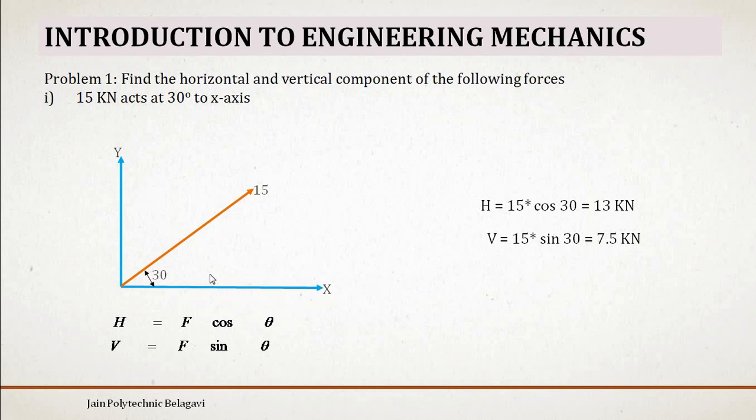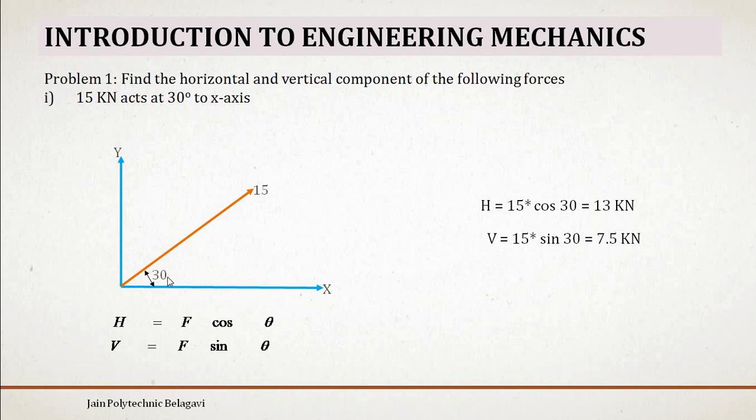You may see F is nothing but 15 kilonewton, and theta is nothing but 30 degrees. So the horizontal component is 15 kilonewton into cos 30, you will get 13 kilonewton. And the vertical component, if you shift it here, will be the opposite side, opposite upon hypotenuse, so V is equal to F sin theta. So 15 into sin 30, theta is again 30, so it is nothing but 7.5 kilonewton. So the horizontal component we have found as 13 kilonewton and the vertical component as 7.5 kilonewton.